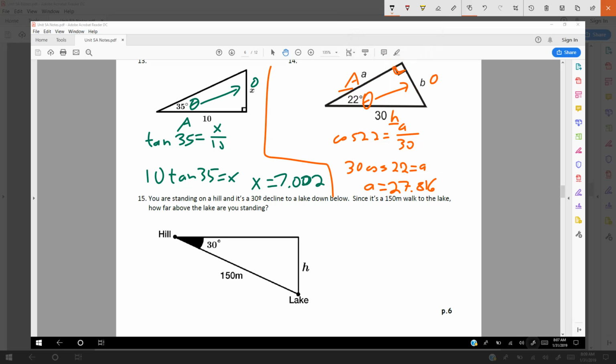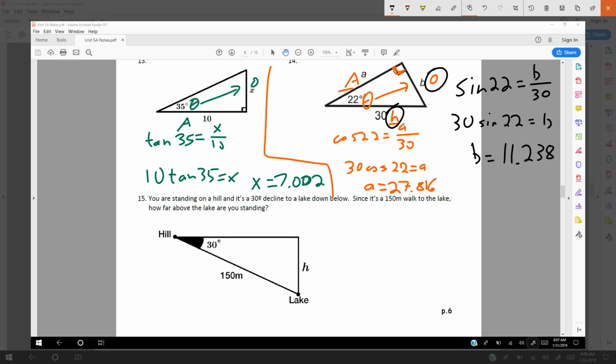All right, let's use black. For B, that's the opposite, and we were given the hypotenuse. So that's the sine. So sine of 22 equals the opposite, so that's B, over the hypotenuse, which is 30. Multiply by 30, so that's 30 sine 22 equals B. Shove it in your calculator. B equals 11.238.